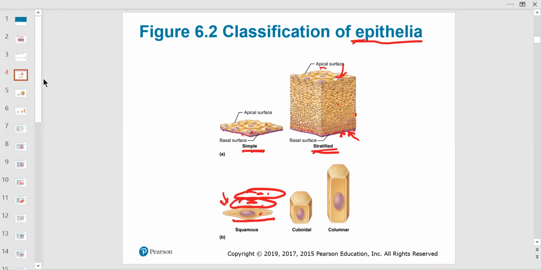Then you have cuboidal, or kind of squarish. And look for the nucleus. The nucleus is usually in the center. And that has a basement membrane if it's simple cuboidal. And the third cartoon here is columnar, which is more rectangular in shape. And usually the nucleus is towards the bottom.